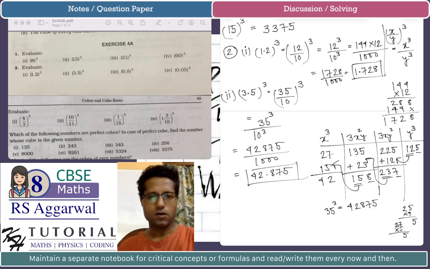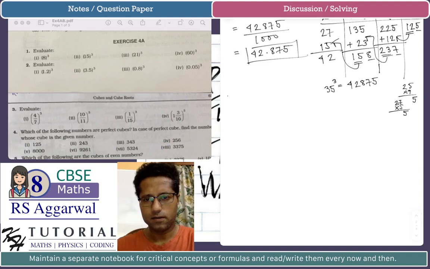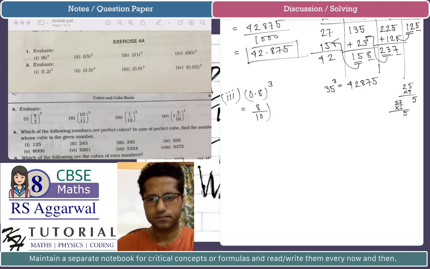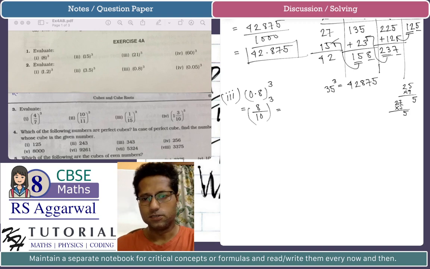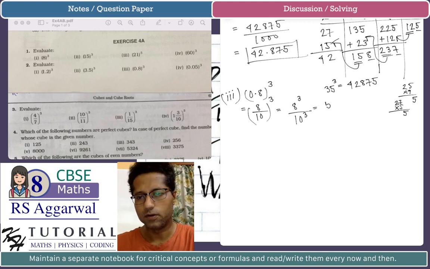Okay, so now what else can I do? I hope you got the idea, and you can find the cube of any decimal. So let's see what is 0.8 whole cube. 0.8 in fraction form is 8 by 10 cube, and this is equal to 8 cube by 10 cube. Now what is 8 cube? 8 square is 64. 8 cube is 512.